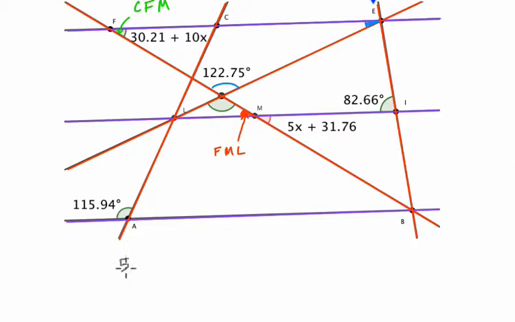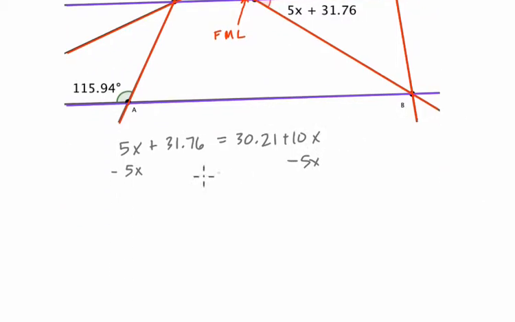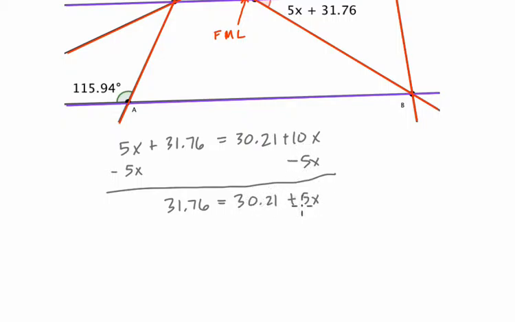Set the two expressions equal to each other. 5x plus 31.76. Set it equal to 30.21 plus 10x. Once the equation is set up, we can begin to balance it and solve for x. So I'm going to subtract 5x from both sides. This brings my x's to the same side. I'm going to scroll down a little bit here. So these x's cancel out, and we've got 31.76 equals 30.21 plus 5x, right? 10x minus 5x is 5x.